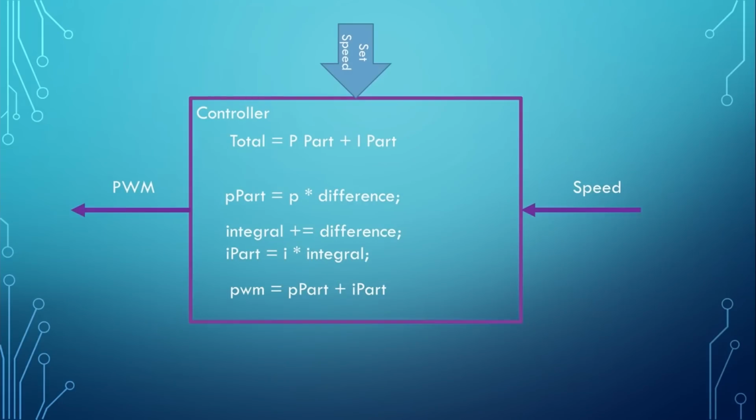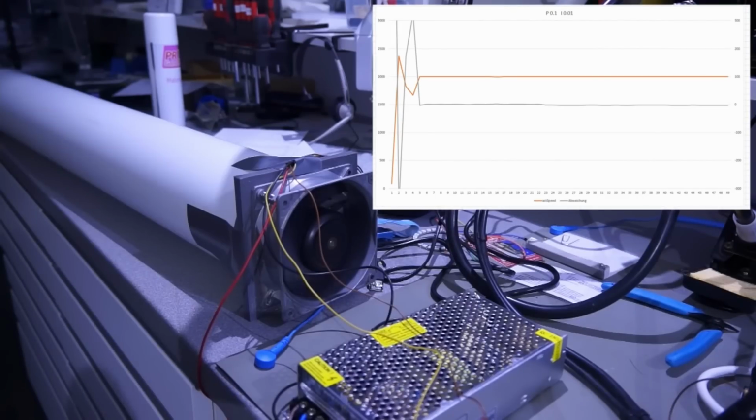The formula is enhanced by summing up all differences into the variable integral. Because the PWM signal is the sum of both parts, P and I, we call this formula PI controller. The integral part gets bigger and bigger if a constant difference exists and should close the gap of the P controller. To start our test with the PI controller, we use the same factor as before and add a small I factor. The system overshoots more, but the difference at the end is much smaller.